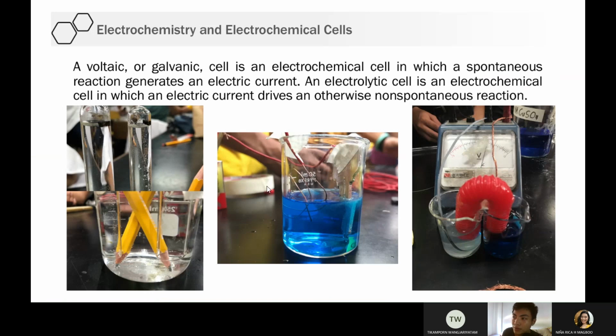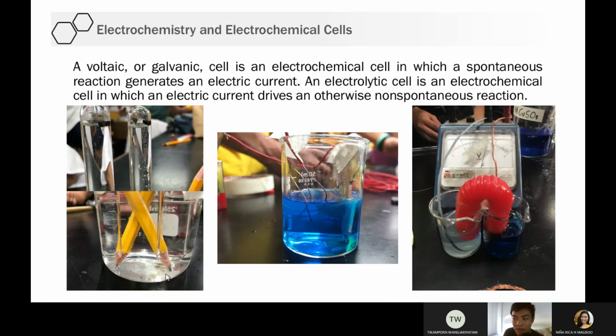So these are two examples here on the left. Let me just explain what's happening in here. On the leftmost side, we have a water solution with ions, and then I have two pencils here. Pencils can actually serve as electrodes. The carbon inside the pencil can allow electricity to pass through. So that is what we did.